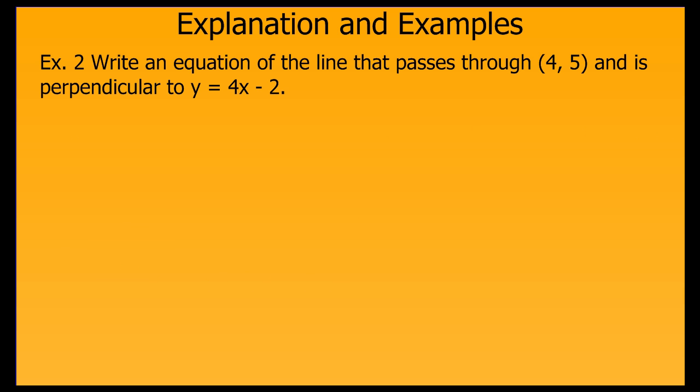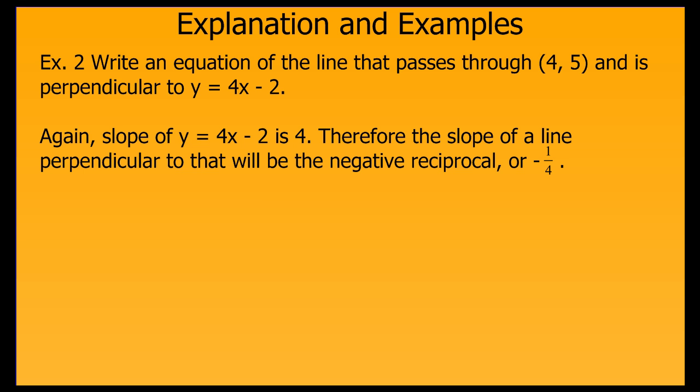Let's try another example. In this case, we're given the same point (4, 5) and the same line y = 4x - 2, but this time we're asked to find the line that's perpendicular to the given line. Again, the slope of y = 4x - 2 is 4. For a line that's perpendicular to that, the slope will be the negative reciprocal of 4, which is negative 1/4.